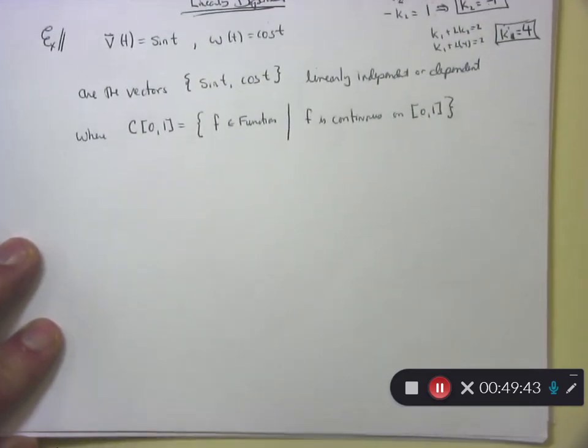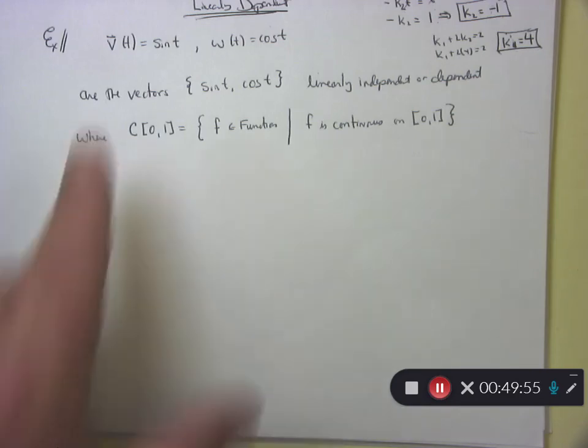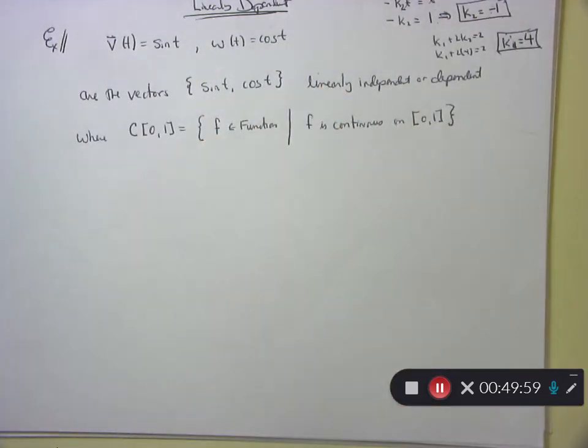Now take a look at this guy here. Next example. I'm going to give you two vectors. V is going to be the sine of t, and W is equal to the cosine of t. Are these vectors linearly independent or dependent? Here, I'm only giving you two vectors. That makes it a lot easier. When I give you three or more, we're talking about systems of equations and setting things equal to zero. With only two vectors, it makes it a lot easier.